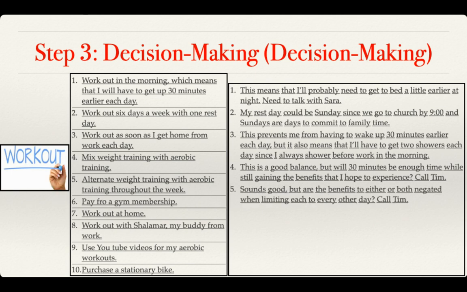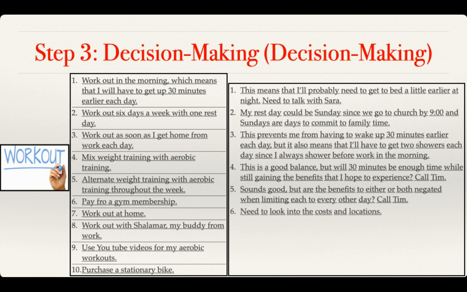Number 5, which is the response to alternate weight training with aerobic training throughout the week. He says, this sounds good, but are the benefits to either or both negated when limiting each to every other day? So this is basically the same concern that he has in number 4, where he says, if I include weight and aerobic training in a 30-minute period of time, is that going to be enough? Well, he's saying here, if I do 1 for 30 minutes one day and then 1 for 30 minutes another day, is that going to negate the benefits? Call Tim.